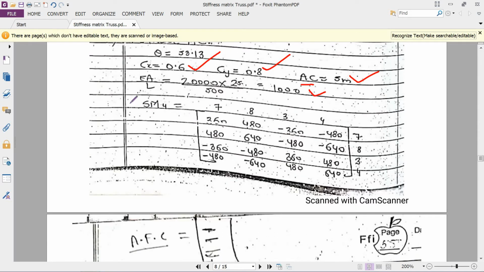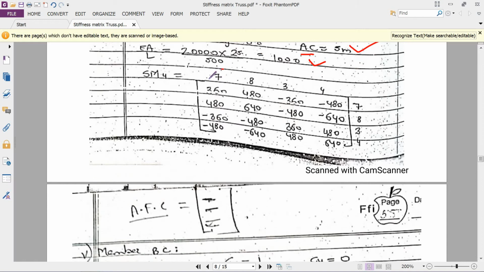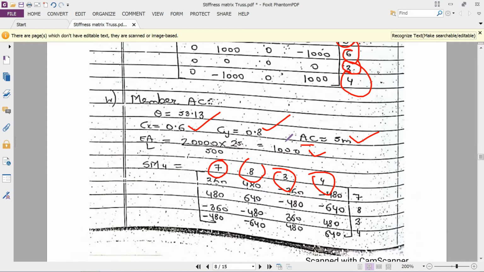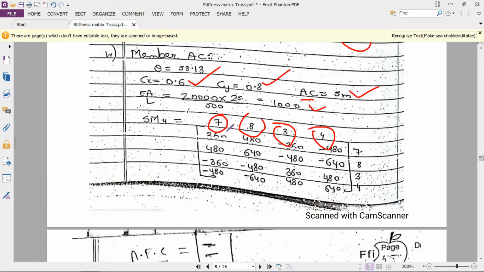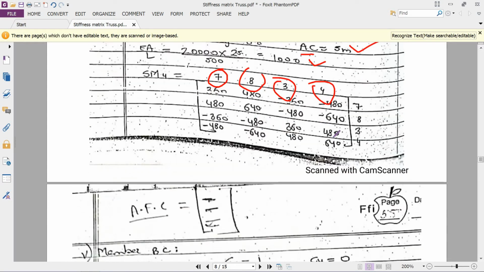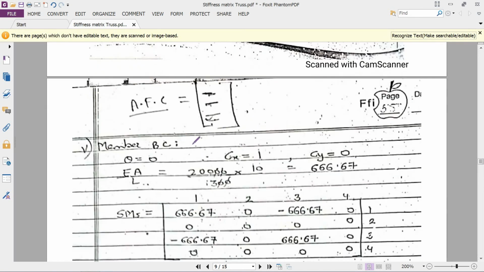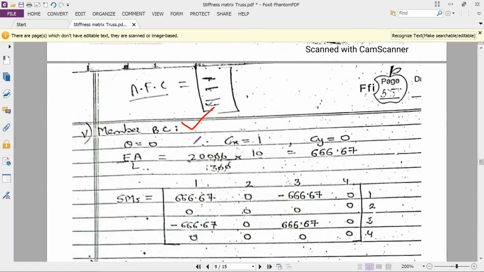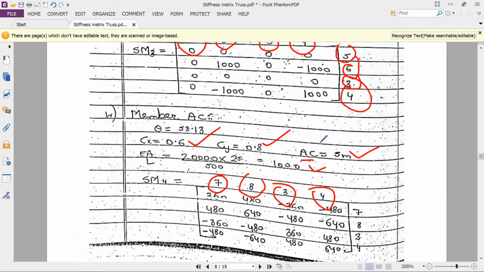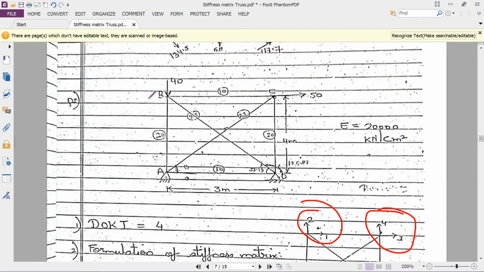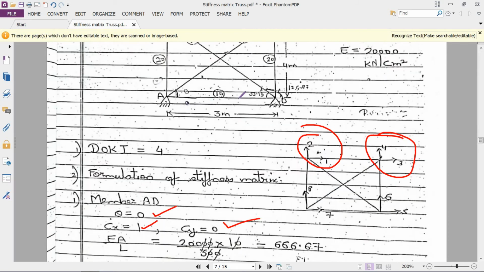Then again put this value in the structural matrix for the coordinates 7, 8, 3, 4. Whatever coordinates are on member AC, you have to put them very carefully in the structural matrix. Then the member BC we have to calculate. For the other member, BC, theta is 0 and Cx is 1. Where is member BC? Let us see. Yes, this is the horizontal member.